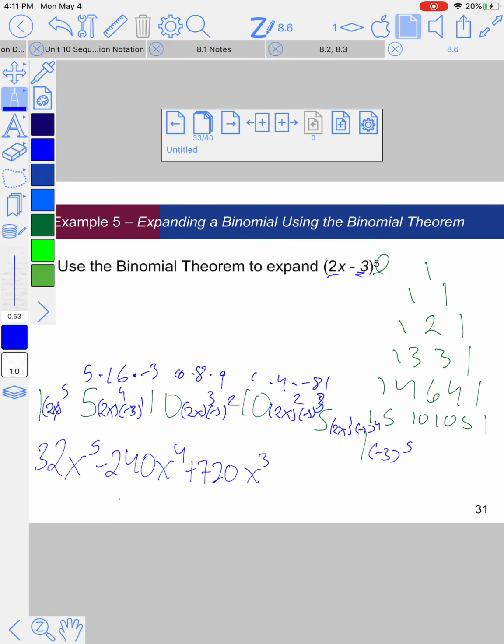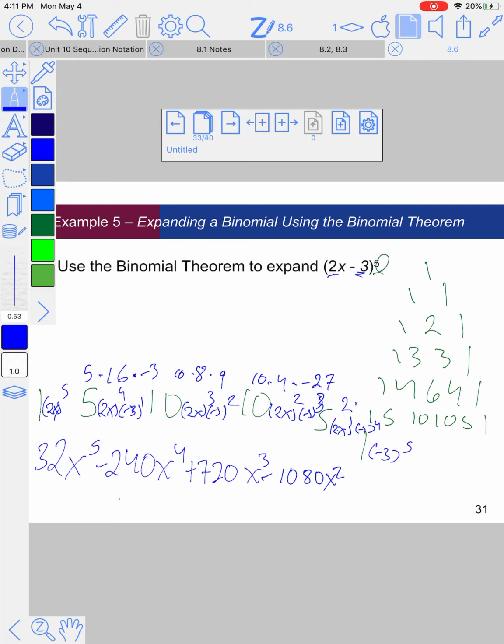Whoa, whoa, whoa. Hold your little horses. That'd be negative 27. Times that by 10. 4 times negative 27. 4 times 7 is 28. Bring up the 2. 4 times 2 is 8 plus 2 is 10. 108 times 10 is 1,080. So negative 1,080 x squared.